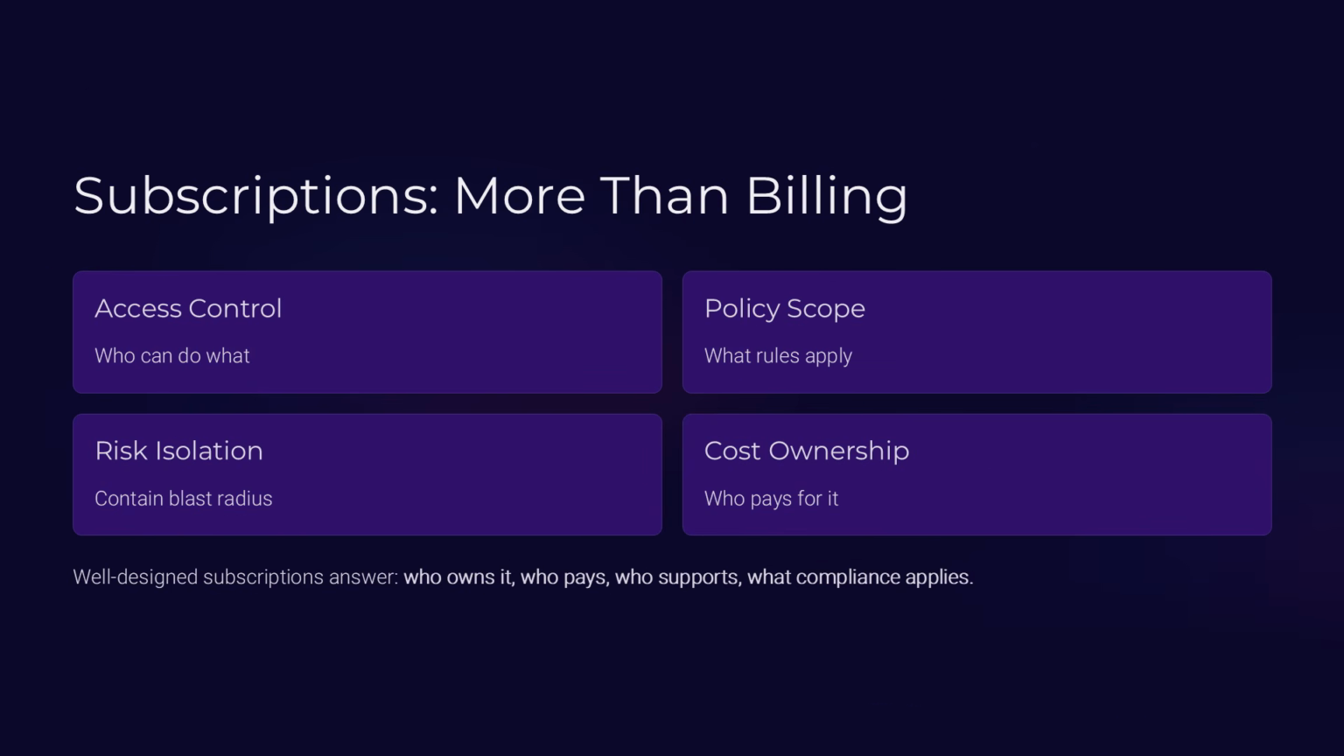With the governance map in place, you move to subscriptions because subscriptions are where ownership becomes visible and enforceable. A subscription is not just a billing container. It is a boundary for access control, a boundary for policy scope, and often a boundary for risk isolation. When subscriptions are designed well, you can clearly answer who owns the workload, who pays for it, who supports it, and what compliance requirements apply. When subscriptions are designed poorly, cost allocation becomes political, permissions become messy, and incidents become harder to contain.